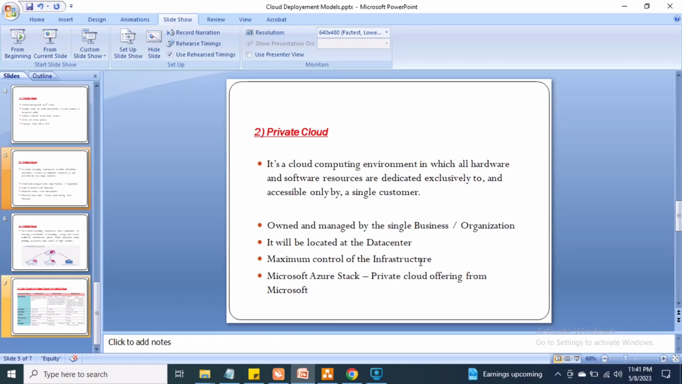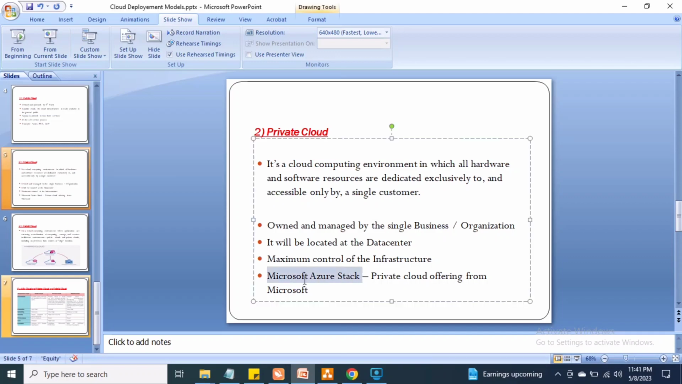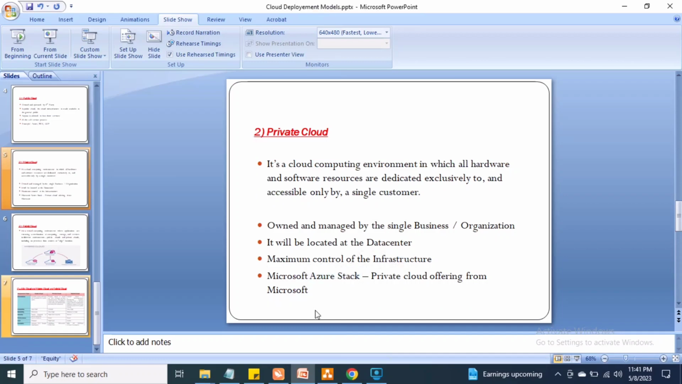And there is Microsoft Azure Stack. This is a service provided by Microsoft. This is a private cloud offering from Microsoft. If some organization or business wishes to take the service from Microsoft, which is Azure Stack, Microsoft will go to their premises and set up all the data centers over there. So this is how it is. This is the private cloud.